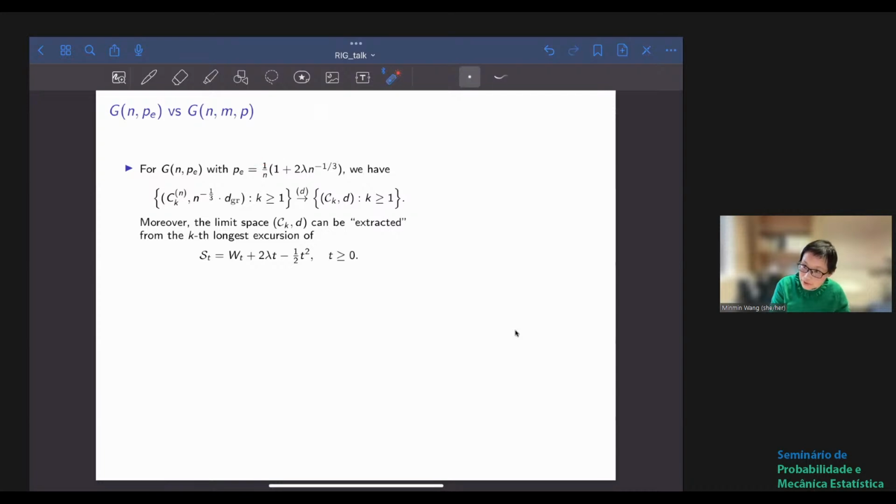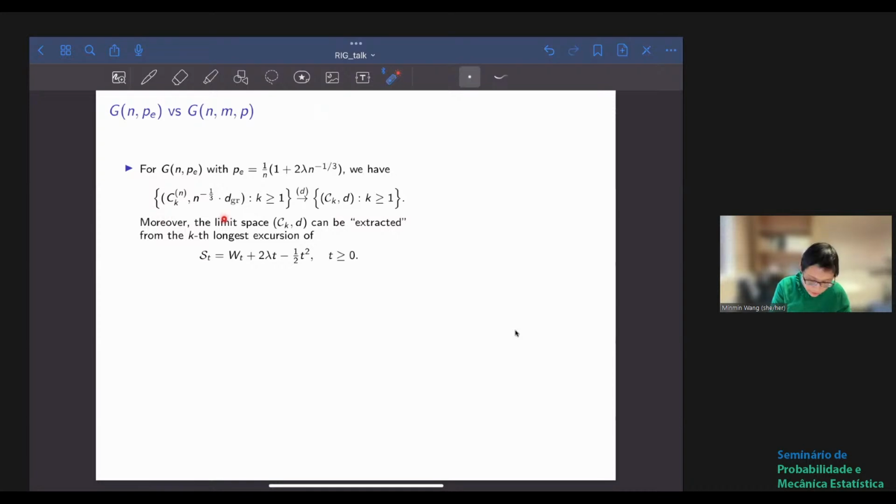So 1/n is the critical point, and then you have a width of the critical window of the order n to the power -1/3. Then this lambda just parameterizes your critical window. So lambda is any real number between -infinity and +infinity. In that case, you take the k-th largest connected component of your Erdős–Rényi graph, which I denote as C_k. You rescale the graph distance by this factor n to the power -1/3, and it will converge in distribution to some limit object.